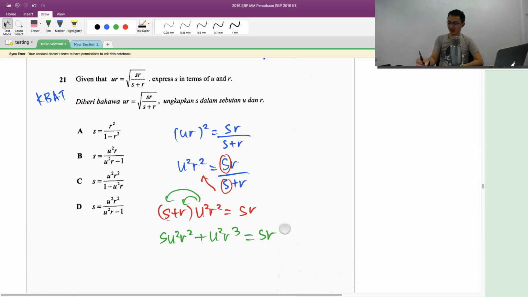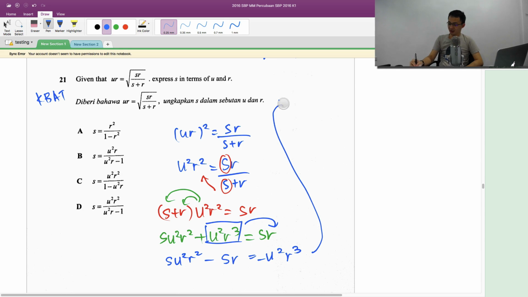And then I want to group the S terms together. So whatever thing I have the S at the one side, whatever doesn't have the S, I'm going to throw to the other side. So that means the whole thing here, I move to the other side. So I will actually get negative U square R cube here. And then this one is U square R square minus SR.